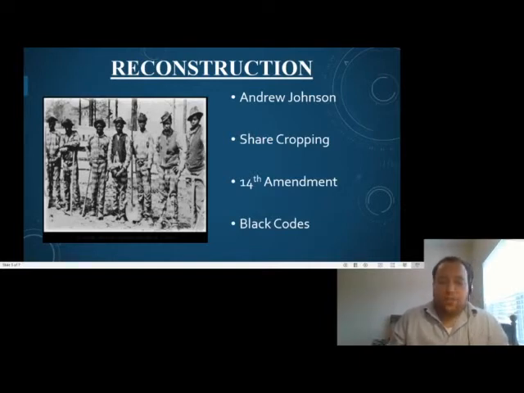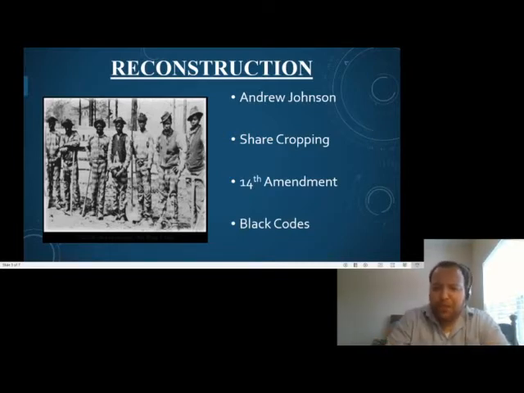So slaves, as you know, were not paid, were not compensated for their labor in any way, shape, or form. They didn't really have possessions. They weren't allowed to own land. After the Civil War, that changes on paper. And this is what I mean by that.